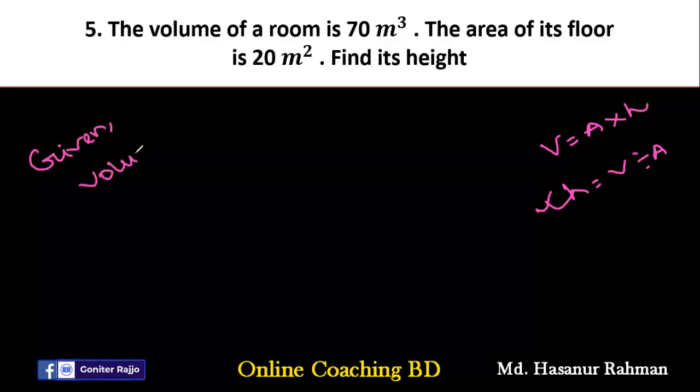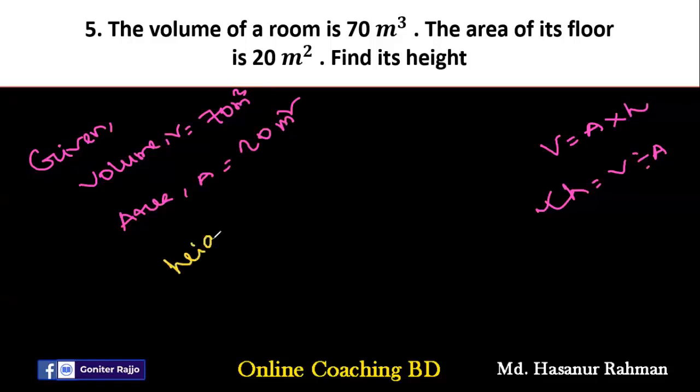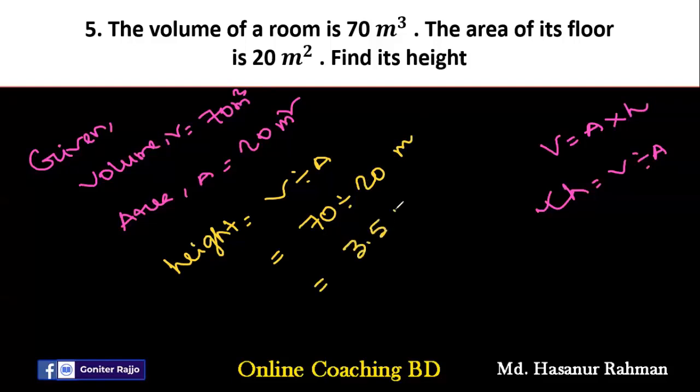Here given volume V is equal to 70 meter cube, or cubic meter, and area A is equal to 20 square meter. So we know the formula. What is the formula? Height will be volume divided by area. Volume is 70, area is 20. Unit should be meter. 70 divided by 20, that will be 3.5 meter. That is a very simple problem.